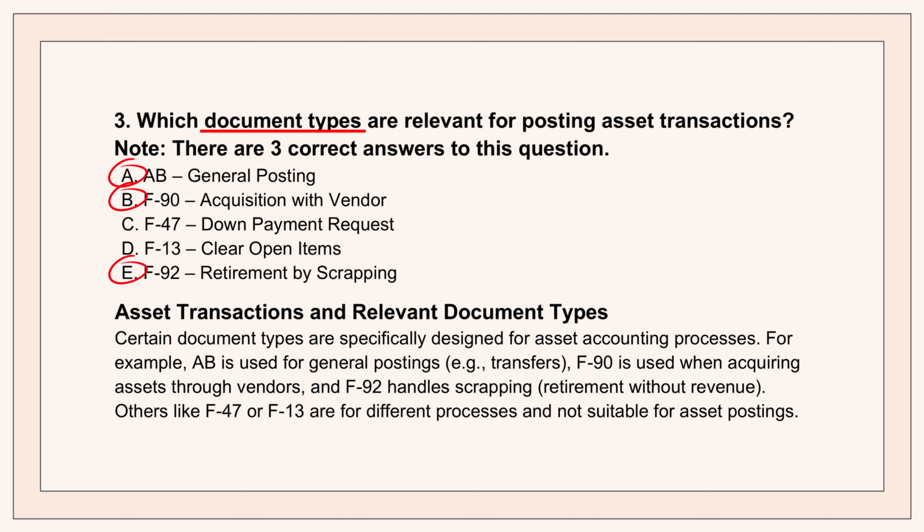Makes sense. And F92, retirement by scrapping. Yeah, this is for when an asset reaches the end of its life and there's no money coming back for it, no salvage value, no sale proceeds. You're just taking it off the books because it's, well, scrapped. Done. Any others? F47 and F13? Important processes, sure, down payments, clearing items, but they aren't the primary document types you'd use for the core asset transaction itself, like buying it or scrapping it. Right. That clarifies the specific use cases.